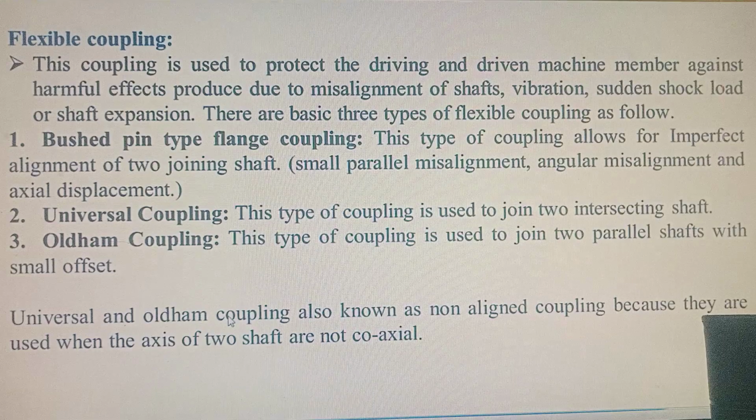Third one is Oldham coupling. This type of coupling is used to join two parallel shafts with small offset. Universal and Oldham couplings are also known as non-aligned couplings because they are used when the axes of two shafts are non-coaxial.